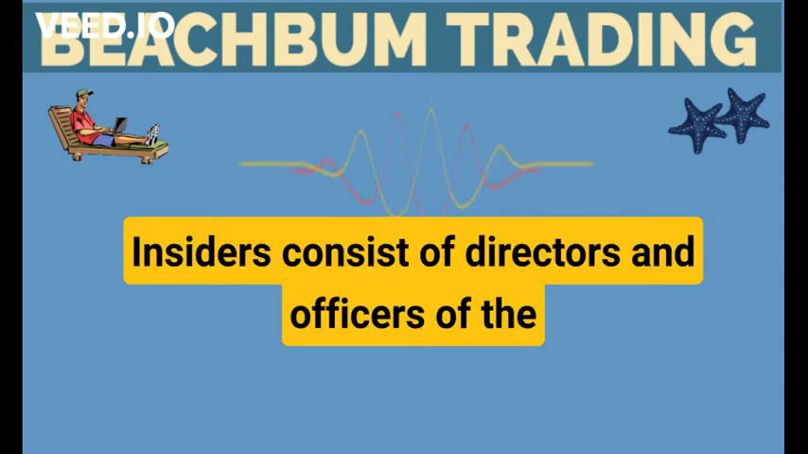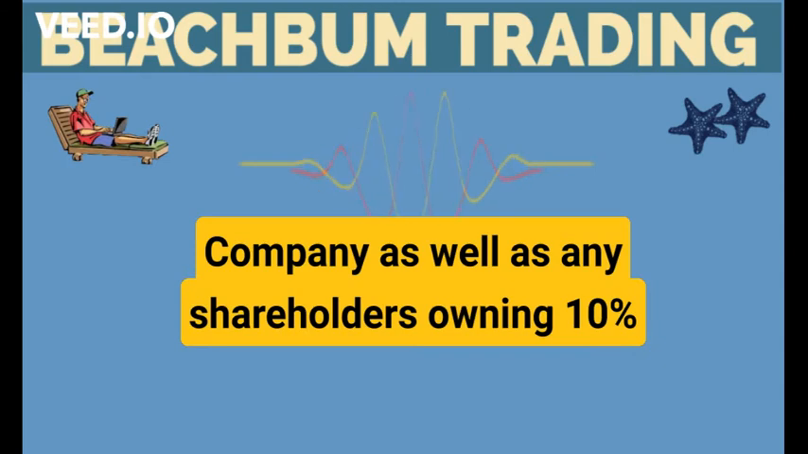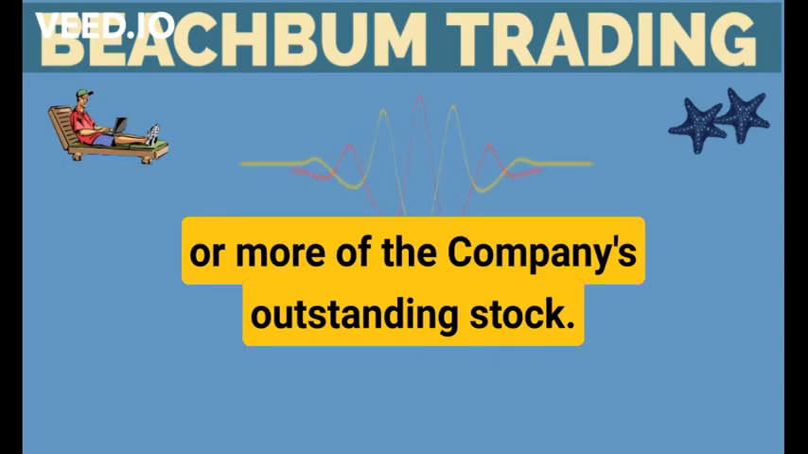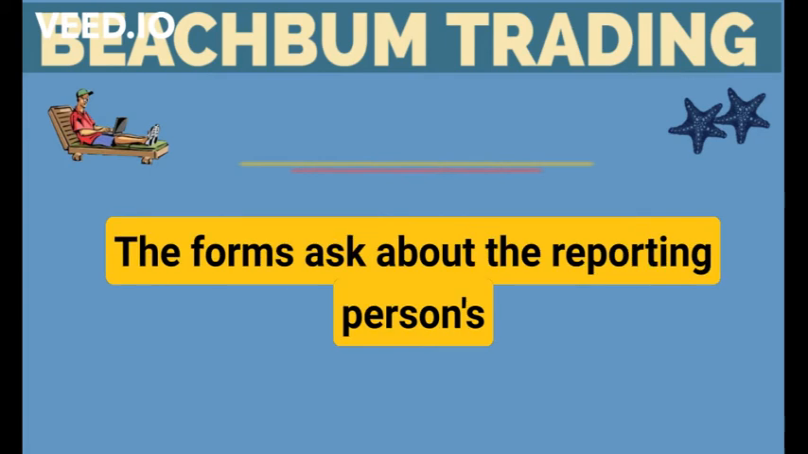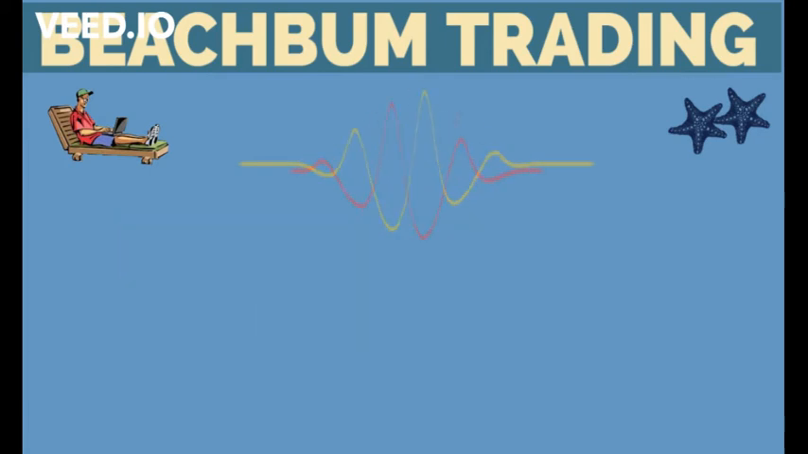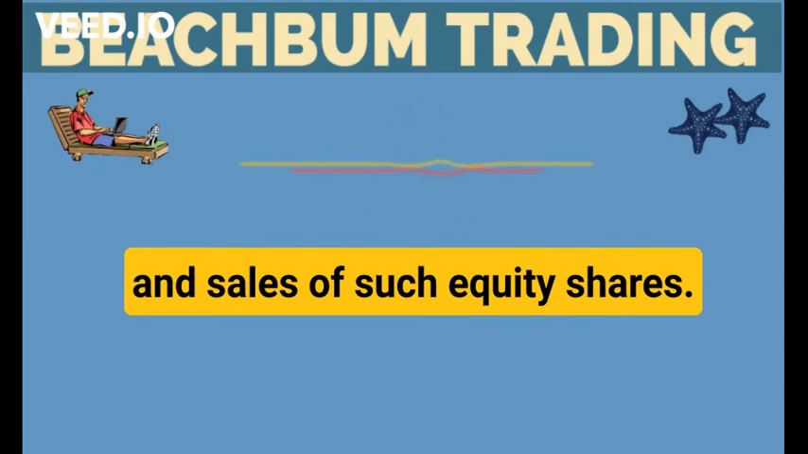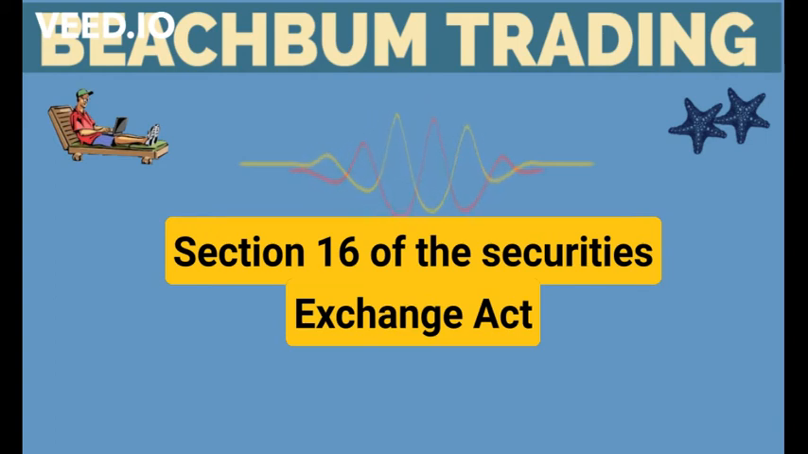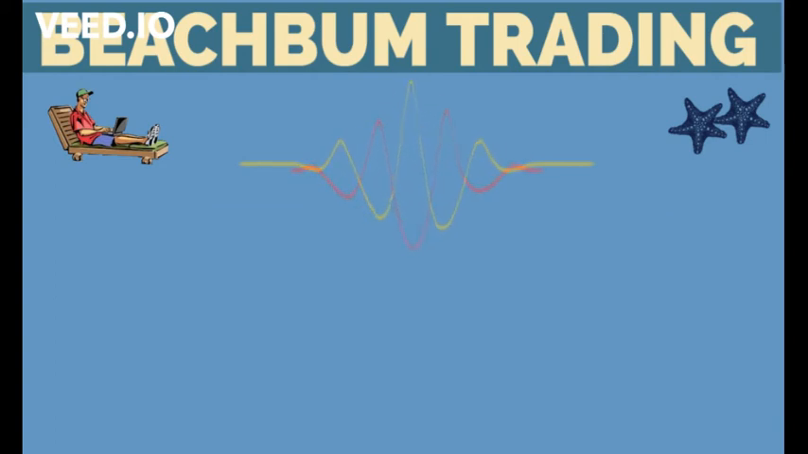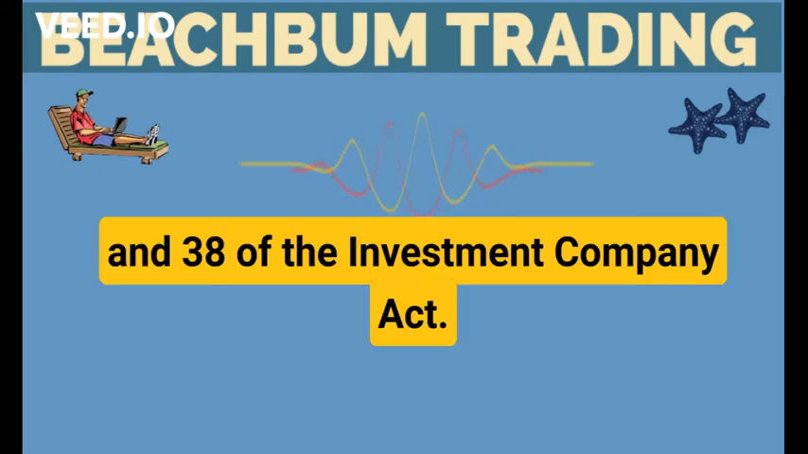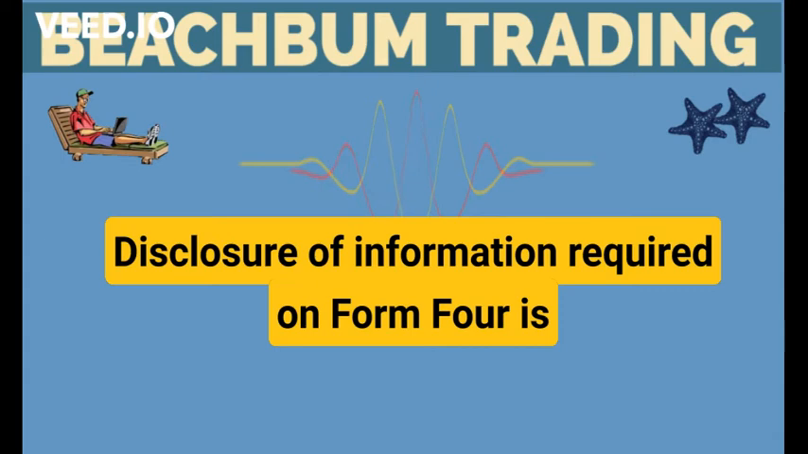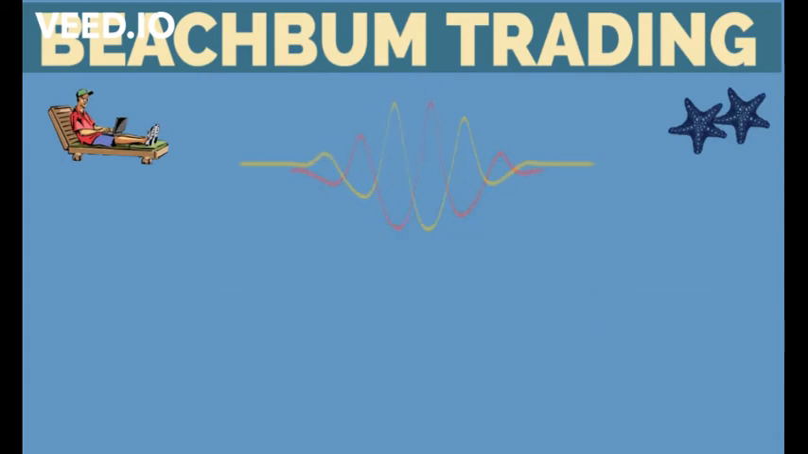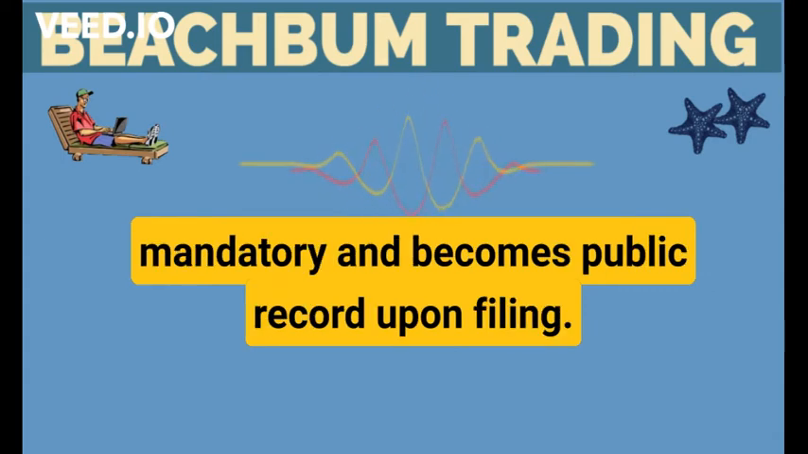Insiders consist of directors and officers of the company, as well as any shareholders owning 10% or more of the company's outstanding stock. The forms ask about the reporting person's relationship to the company and about purchases and sales of such equity shares. The filing of Form 4 relates to Sections 16 and 23 of the Securities Exchange Act of 1934, as well as Sections 30 and 38 of the Investment Company Act of 1940. Disclosure of information required on Form 4 is mandatory and becomes public record upon filing.